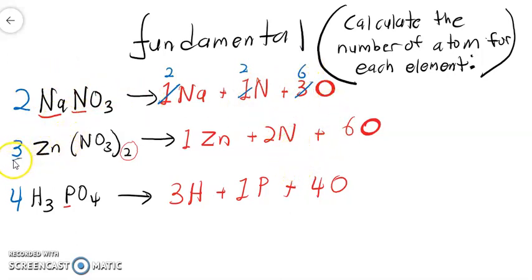Now after you add on this 3, what happens? The zinc here will become 3, nitrogen will become 2 multiplied with 3, so you'll be getting 6, and oxygen 3 multiplied with 3, you have 9, and you have to multiply with 2, so you get 18. Got it? Now let us look at the last one. When we have 4 and 3, hydrogen becomes 12, phosphorus will become 4, and your oxygen will become 60.